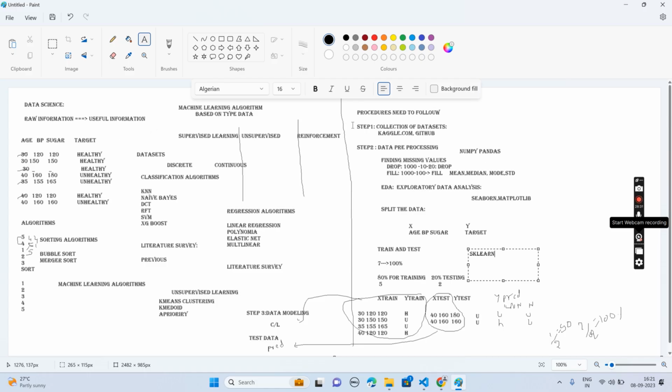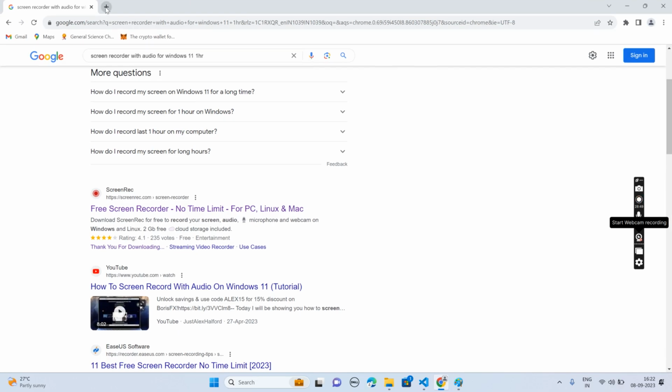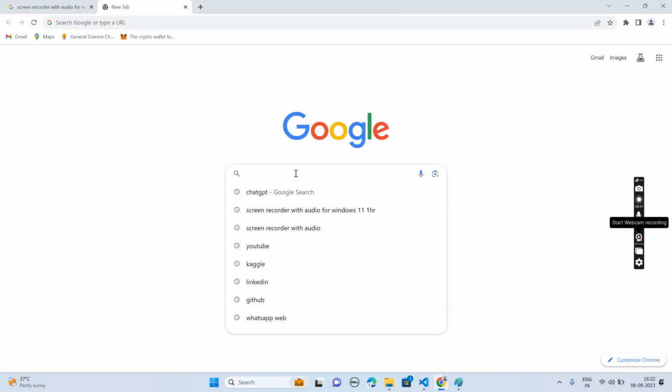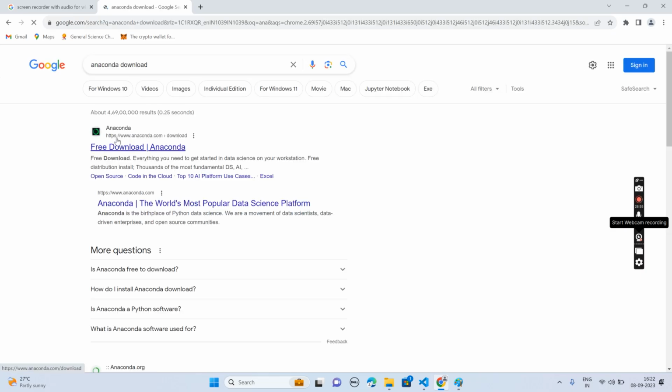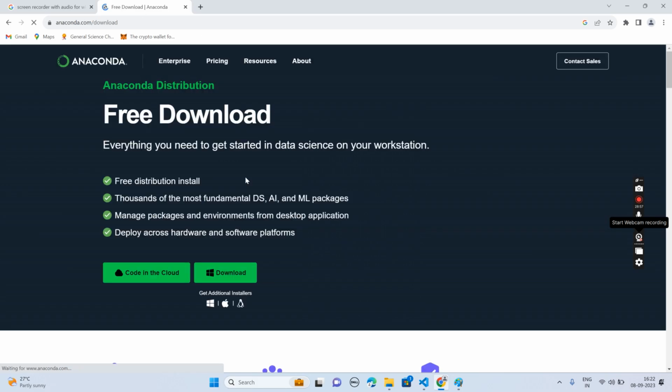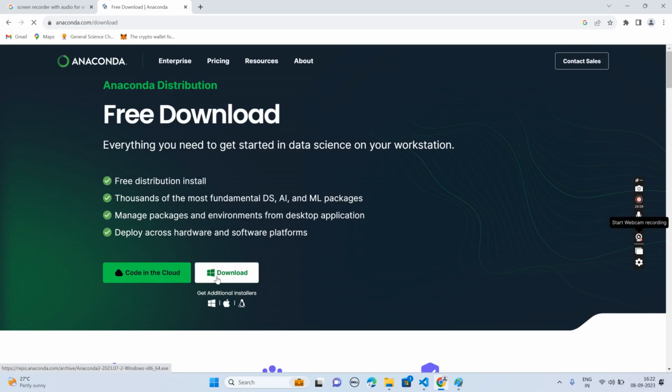These are the libraries I am going to use for my project. So they will ask you what libraries you are going to use, what tools and technology. Now to do all those things in one program, you need to go to the search bar and type anaconda download. You can see the first link here. We need to just download this Anaconda.